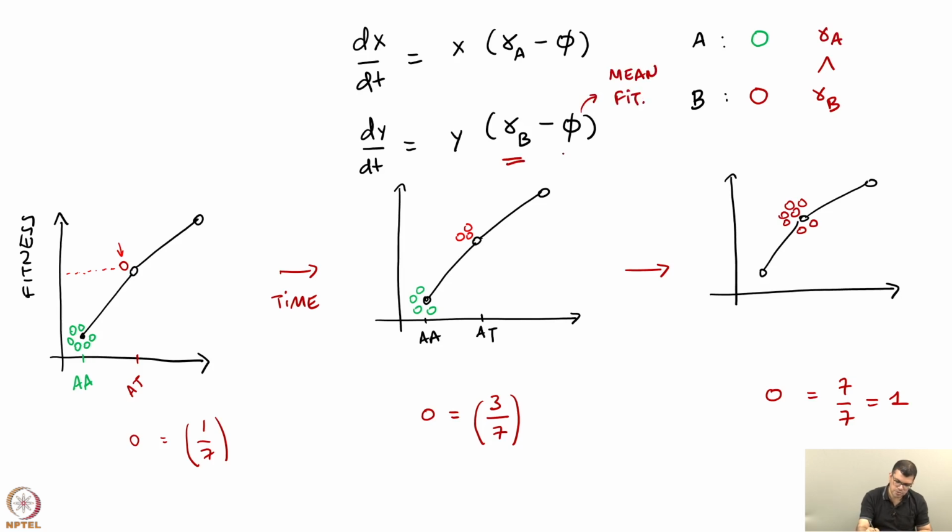RB is always going to be greater than phi, hence y will keep on increasing in the population, whereas x will keep on decreasing in the population. X and y from our previous discussion is the fraction of individuals in the population which are of type A and B.